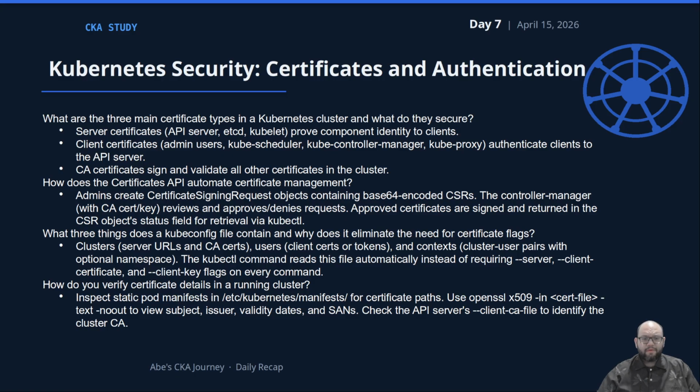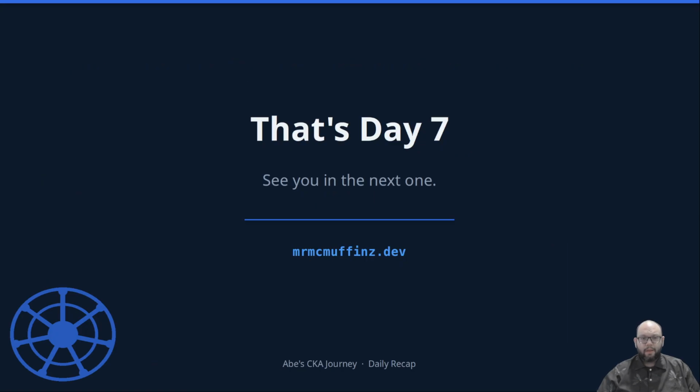Now, how do you verify certificate details in a running cluster? You inspect static pod manifests in /etc/kubernetes/manifests for certificate paths. Then you can use the OpenSSL utility with x509 with a set of different additional flags that let you inspect the subject, issuer, validity dates, subject alternative names, and so on and so forth. You can check the API server client CA file to identify the cluster CA as well.